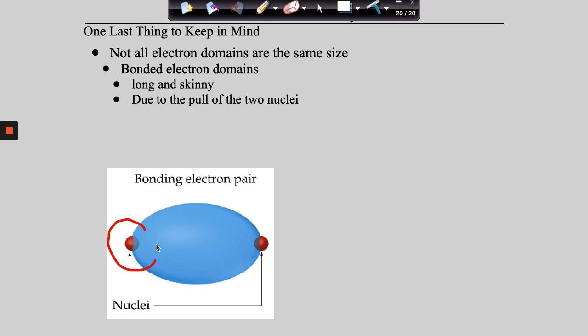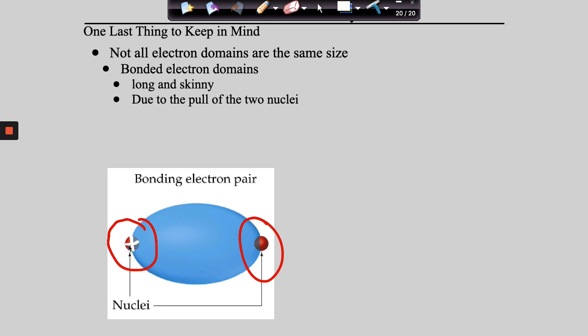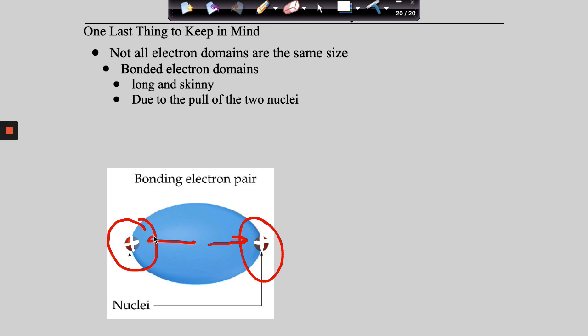So here we have an atom, and over here we have an atom, and these two atoms are bonded together. This nucleus is positive, and this nucleus is positive, and these two positive nuclei pull on this cloud of electrons, and it stretches it out, and we end up with a long, skinny bonding electron pair. Notice that this looks like a cloud because, in fact, we are talking about shared clouds, because we understand that electrons occupy spaces that look more like clouds.